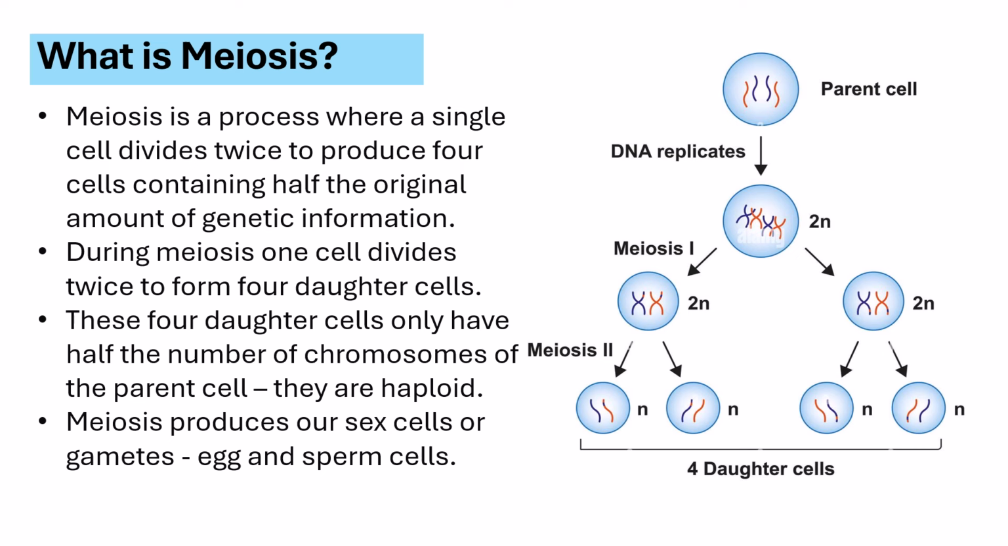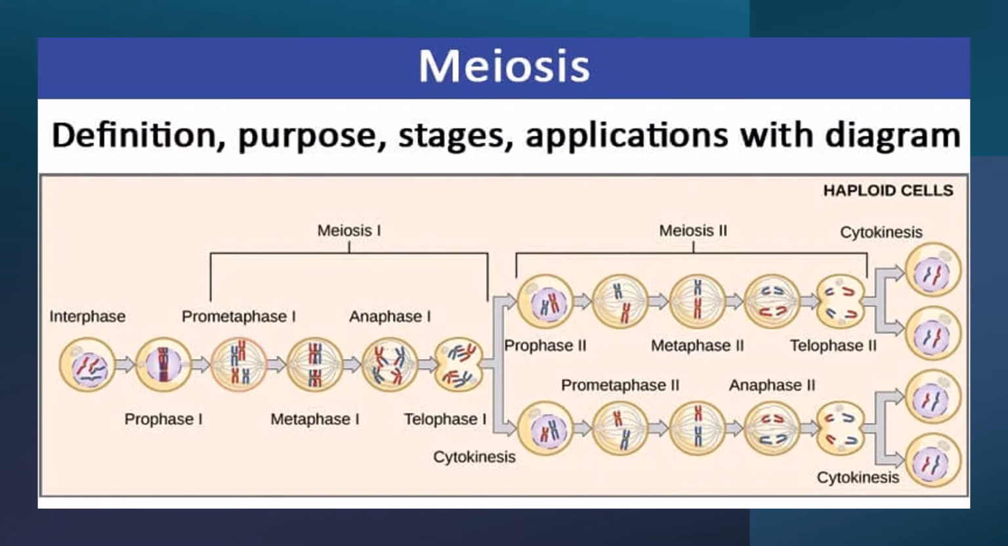So during meiosis, one cell divides twice to form 4 daughter cells. These 4 daughter cells only have half the number of chromosomes from the parent cell, and they are haploid. They're half the number, right? So here half, here half, here half. So 4. Meiosis produces our sex cells or gametes, egg and sperm cells, right? So mitosis is somatic, like body cells, and meiosis is egg and sperm cells.